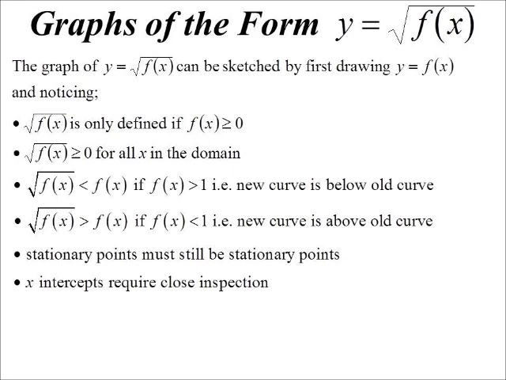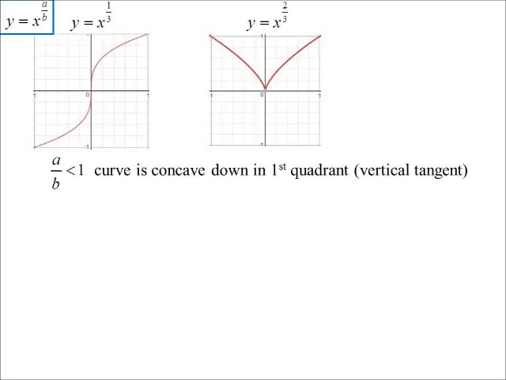Okay. Think about this. y equals x to the power of a on b. I don't know whether you've even noticed this before or not. There's x to the power of a third, and there's x to the power of 2/3. So if a on b, if that fraction is less than 1, what you should see happening is the curve is concave down, and I'm talking in the first quadrant here, and at the origin, at the x-intercept I should say, you get a vertical tangent.